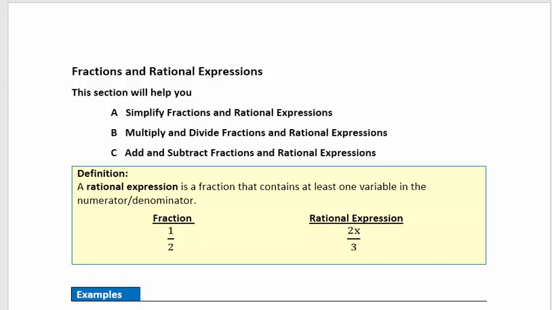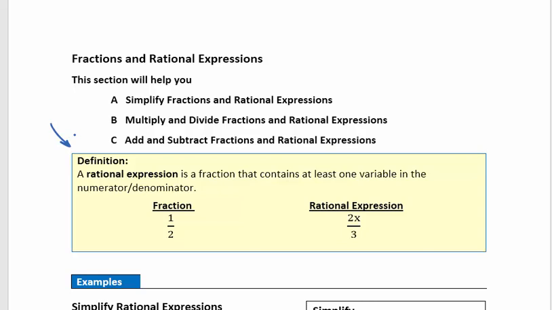Fractions and rational expressions. This video will help you simplify fractions and rational expressions, multiply and divide both fractions and rational expressions, and finally add and subtract these things. Let's take a look here at a definition.